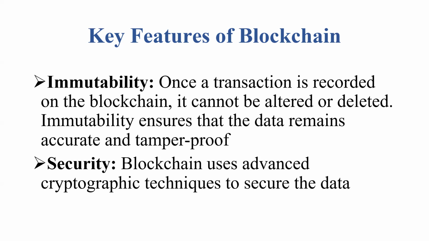With immutability, once a transaction is recorded on the blockchain, it cannot be altered and it cannot be deleted. So immutability ensures that the data remains accurate and tamper-proof. Now, with security, blockchain uses advanced cryptographic techniques to secure the data. So the data, for example, is encrypted using advanced techniques, and that enhances the security of the data.